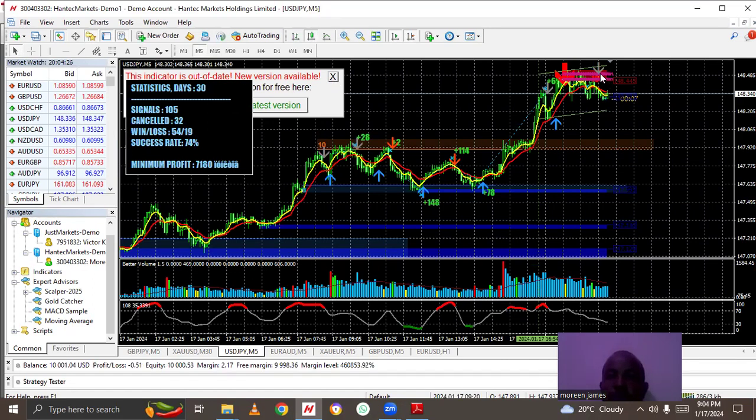So I'm expecting a big sell on the USDN because you can also see my trend lines here. So then we are at 30, and the reason is gold also sold.